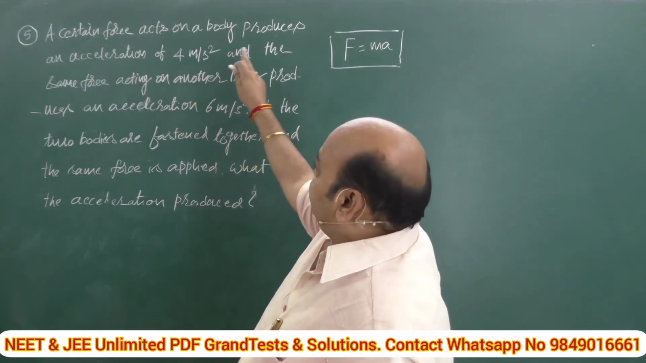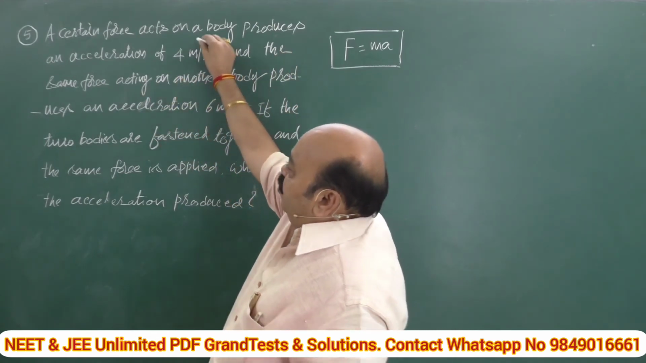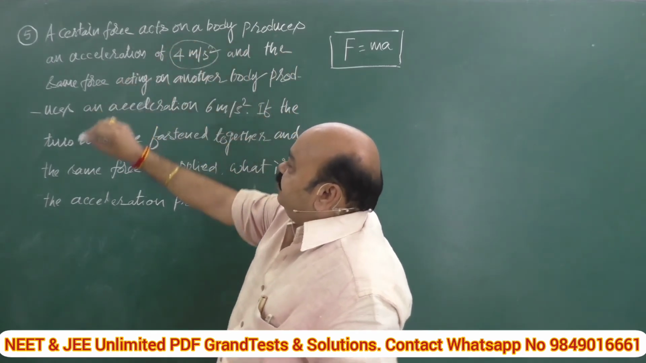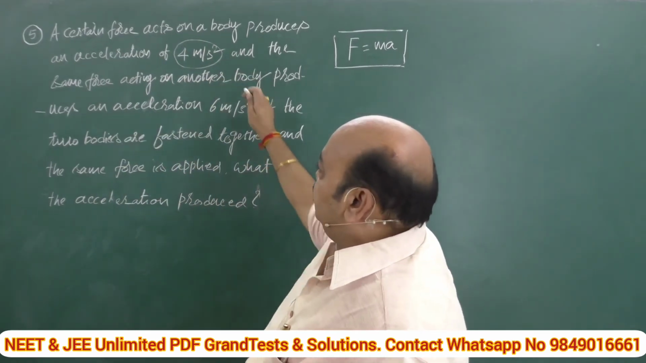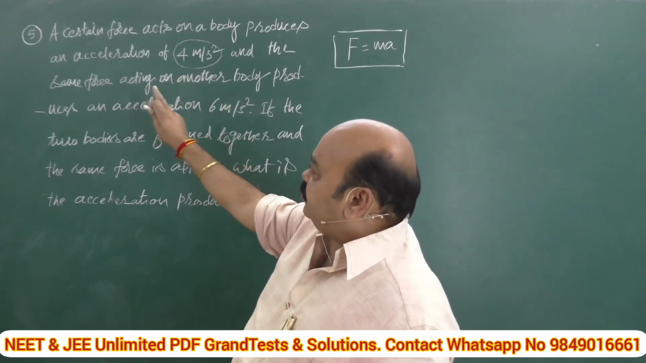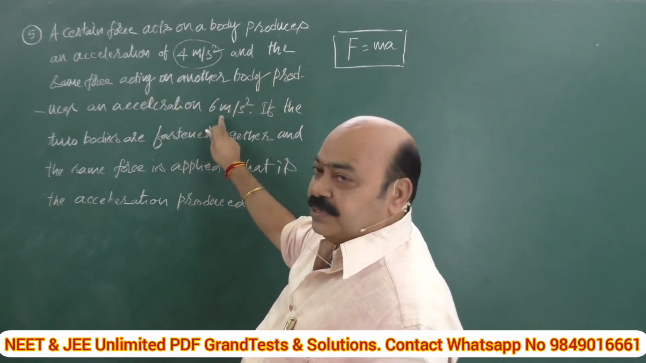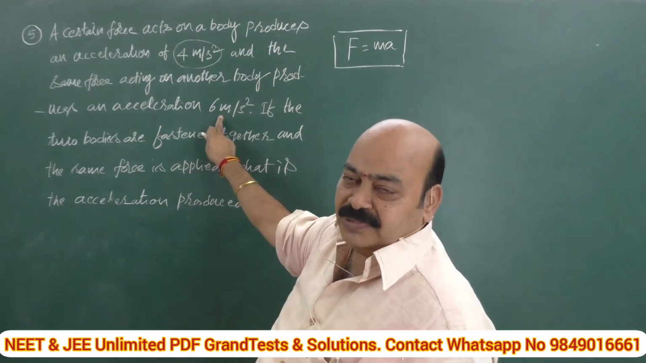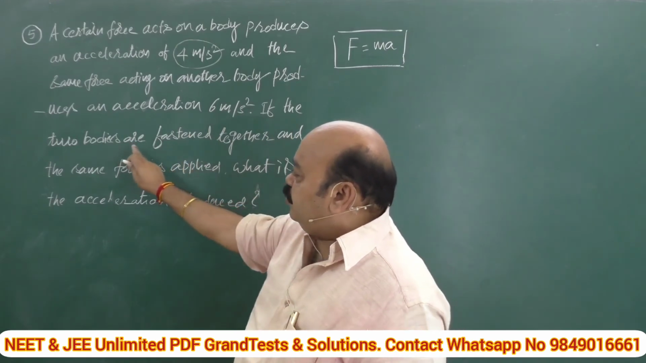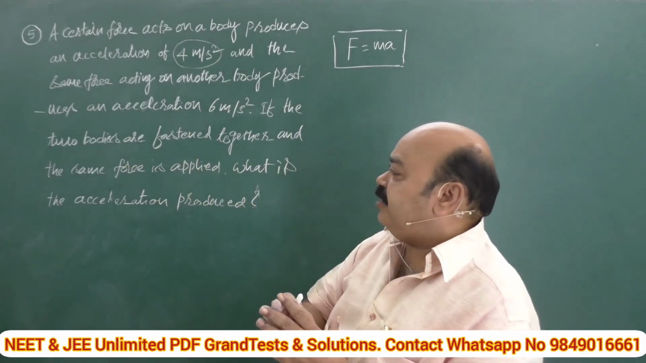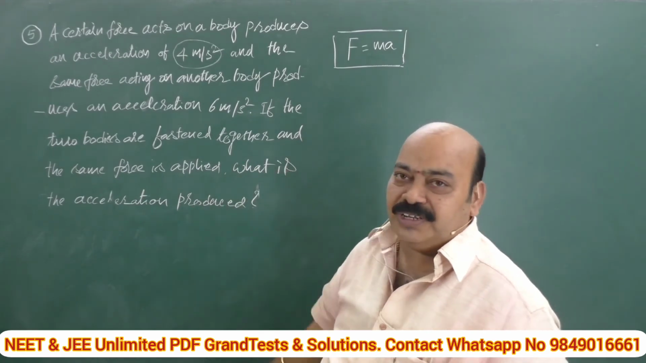A certain force acts on a body and produces an acceleration of 4 meter per second square. Naturally, when a force is applied, it definitely produces acceleration. Nothing new in this. And the same force acting on another body produces an acceleration of 6 meter per second square. Case 2: if the two bodies are fastened together and the same force is applied, what is the acceleration produced?